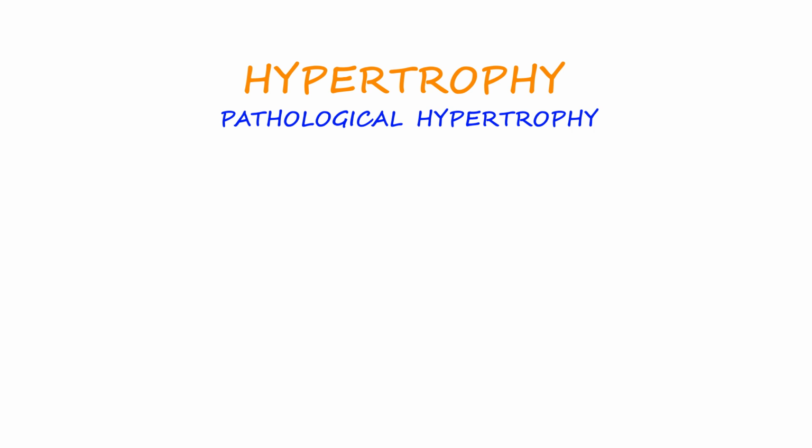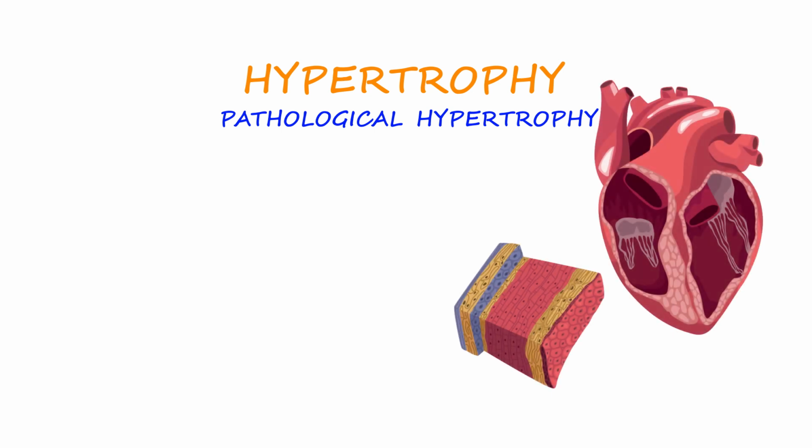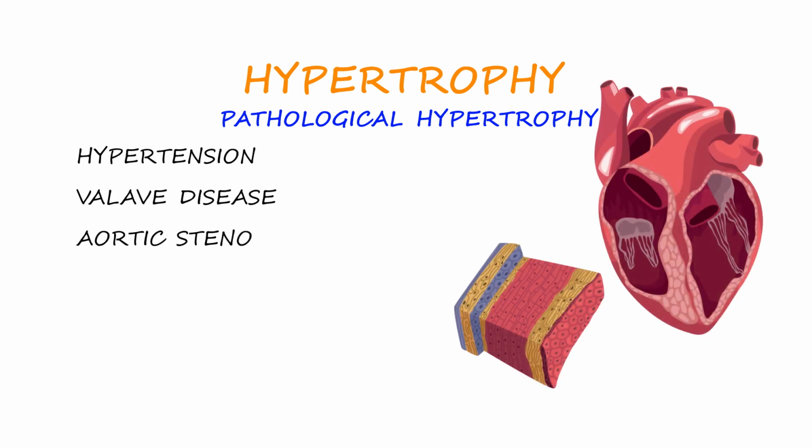Unlike normal cardiac cells, hypertrophied cells show a dramatic increase in size due to a sustained disease stimulus. A prime example is cardiac hypertrophy due to conditions like hypertension or valve disease. The heart muscle enlarges to overcome increased resistance.